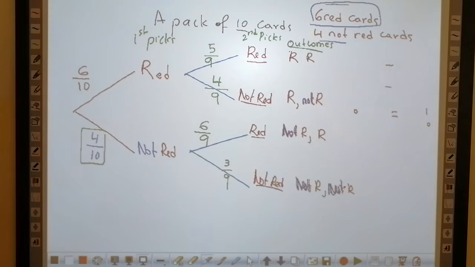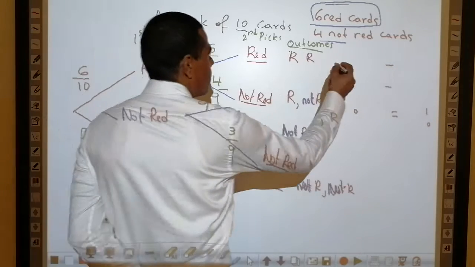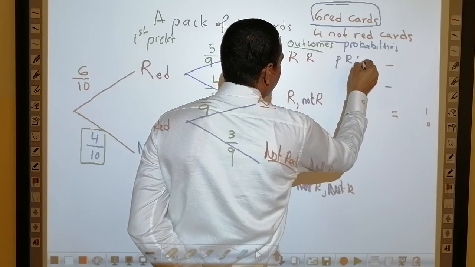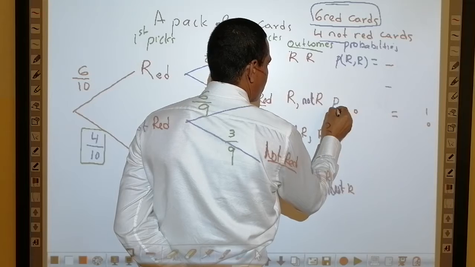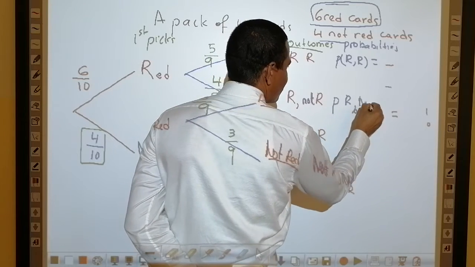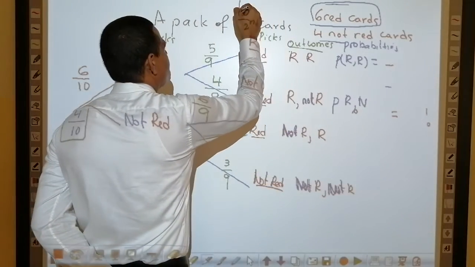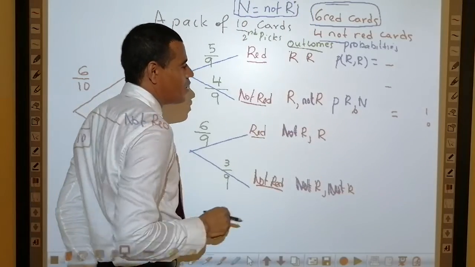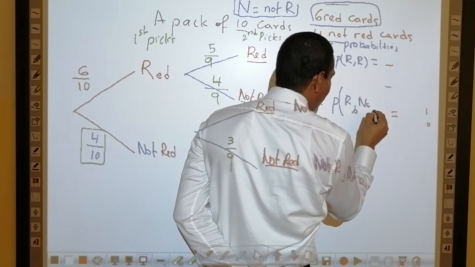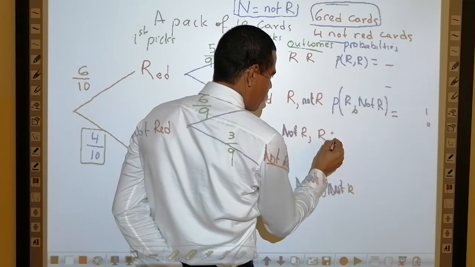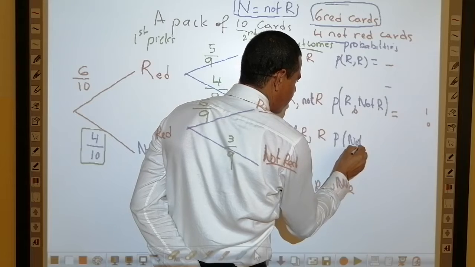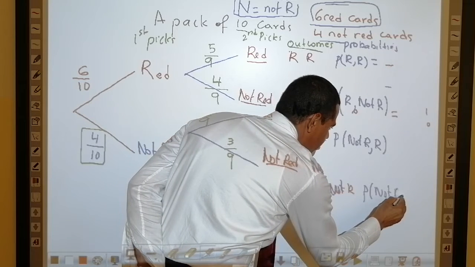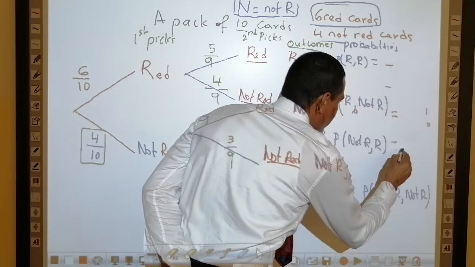Now, my kids, I will try to find the probabilities. The probability of RR. Then the probability of R, not R. I will write N to mean not red. Then the probability of not R, red. Then the probability of not red, not R. Let's do it.